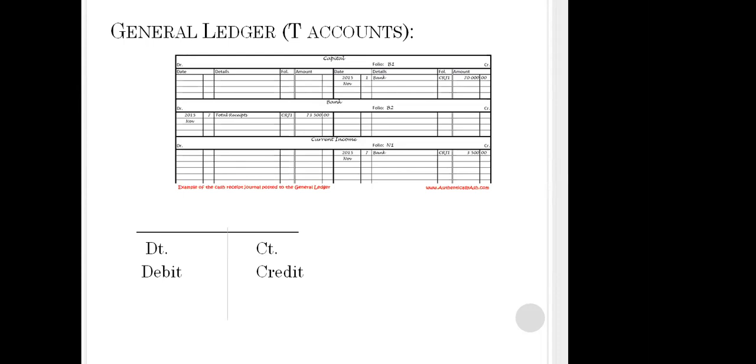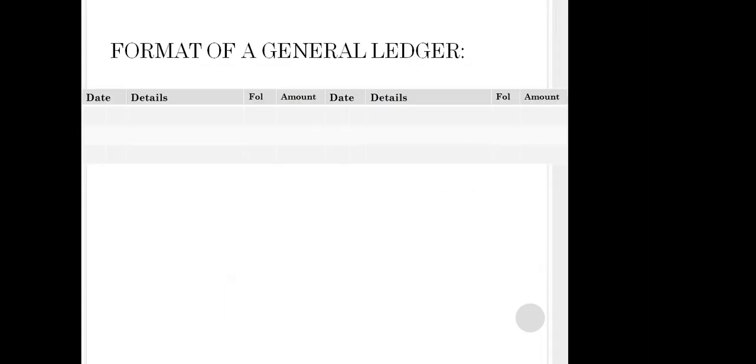Then what is important, please, for today is that if you're going to do a general ledger account or a T account, it looks like a T account and you have a left-hand side and a right-hand side, but we don't talk in accounting about that. We're going to talk about the debit side and the credit side, and look at the abbreviations we're going to use for that. Then we also look at the format of the general ledger. So the same headings on the debit side, you will get on the credit side.